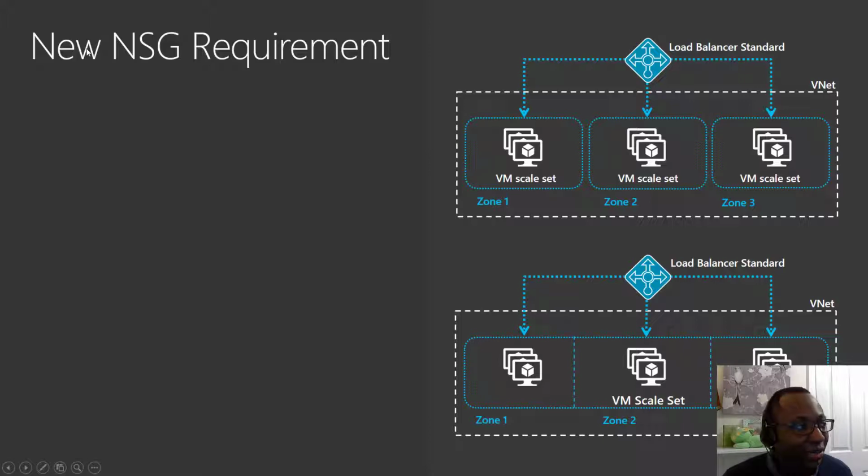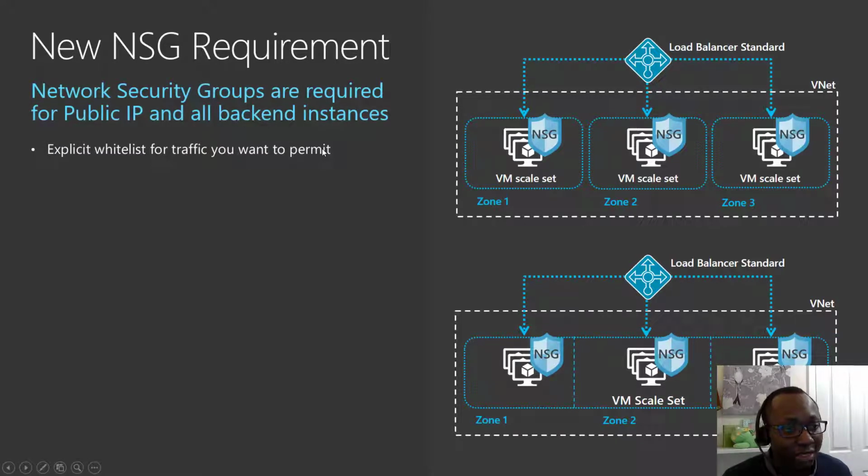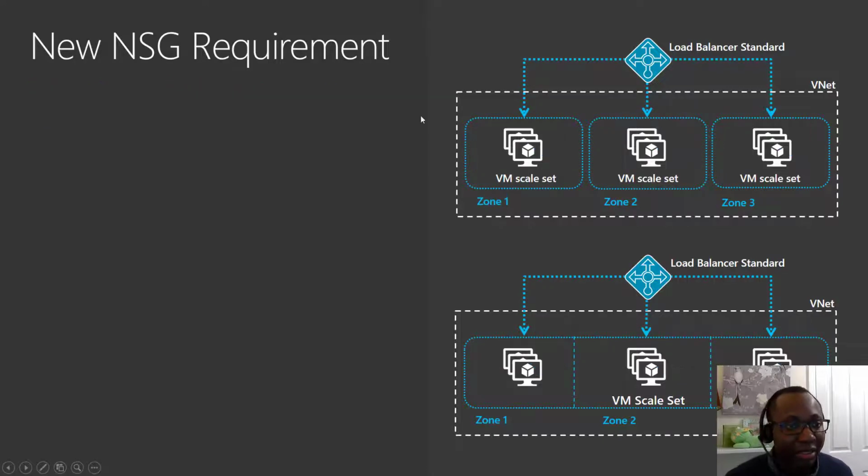One of the other things to note when it comes to security is that there's a new network security group requirement. What do we mean by that? If this is the setup that I have, and I don't have a network security group associated with these backend instances, the virtual machine scale set, traffic will not get through.